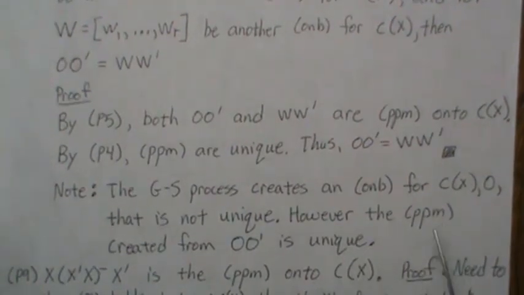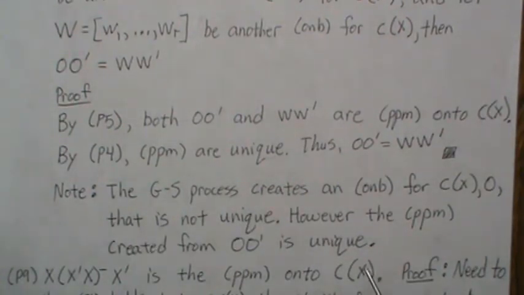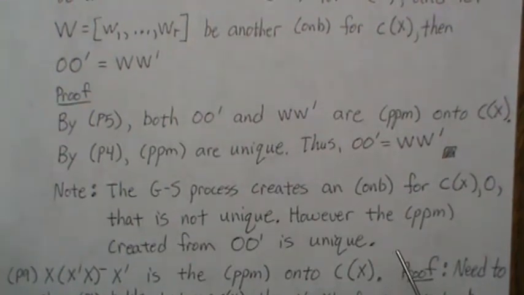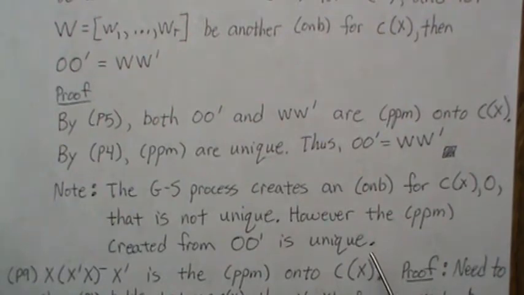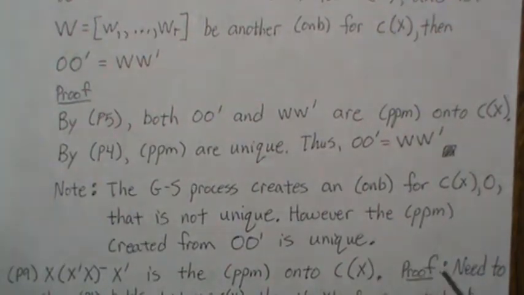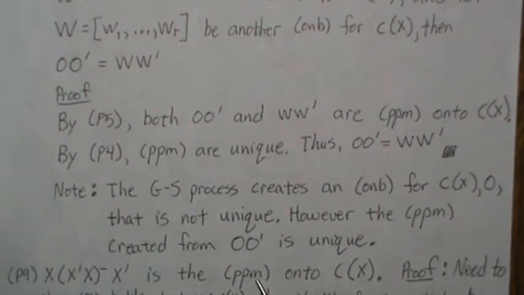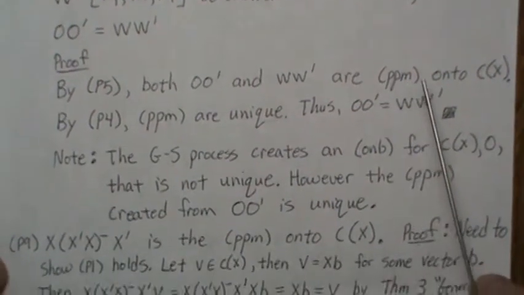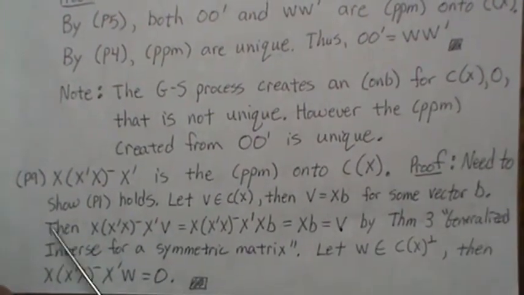And so I'm going to start a series on multiple linear regression from a projection matrix standpoint, and we'll use the Gram-Schmidt process to generate an orthonormal basis, and then we'll create a perpendicular projection matrix from it. And then, even though the orthonormal basis is not unique, the perpendicular projection matrix is unique. Okay, so the next property, P9.